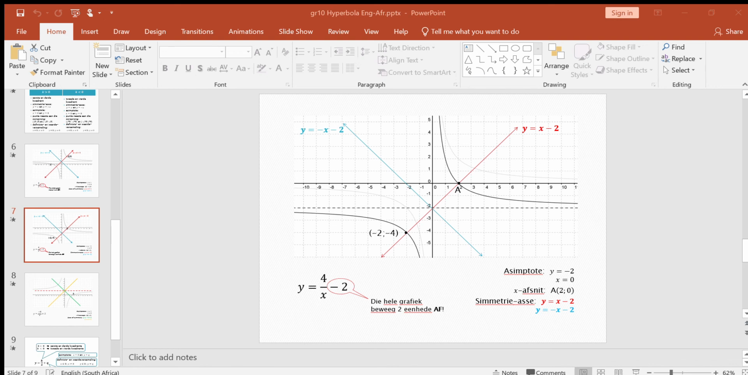My vergelyking was gewees, y is gelyk aan 4 op x, minus 2. Omdat ek weet hy sny deur die x-as, gaan ek vir y maak 0. Okay, so then I'm going to have 4 over x is equal to positive 2 because I took that one to the other side. Now I'm going to multiply by x. So then 4 is gelyk aan 2x. Wat beteken, ek gaan nou albei net gaan deel deur 2. So x is equal to 2. Dis hoe jy hom daar kry. Alright.